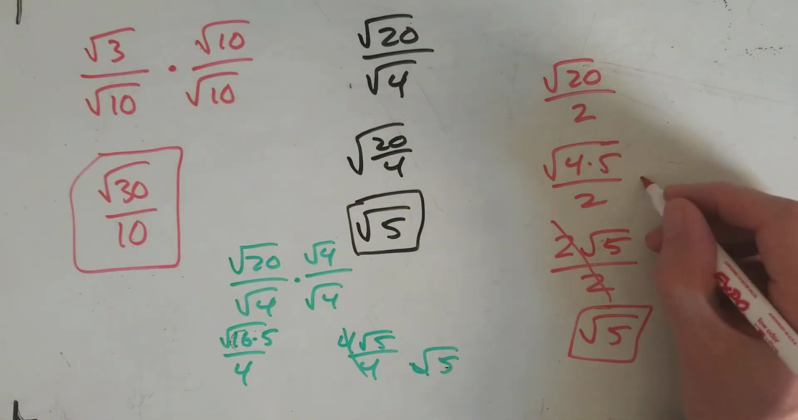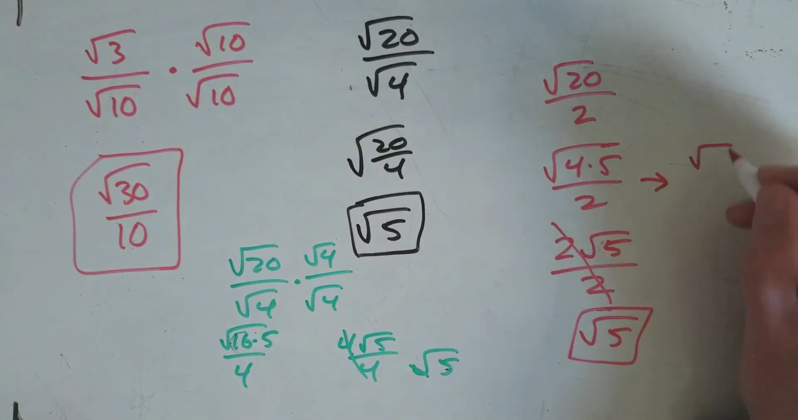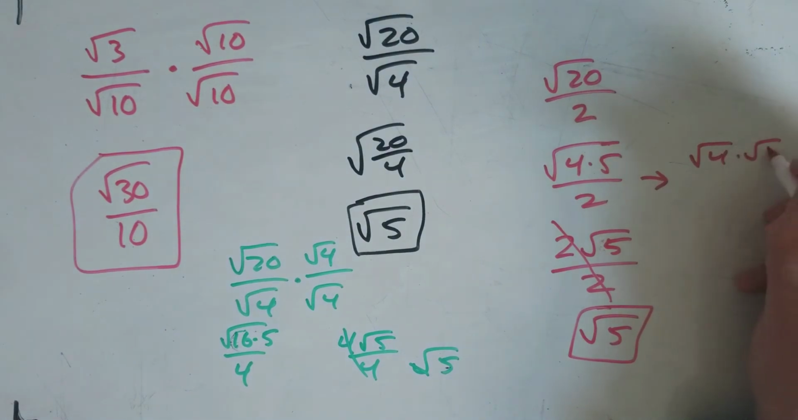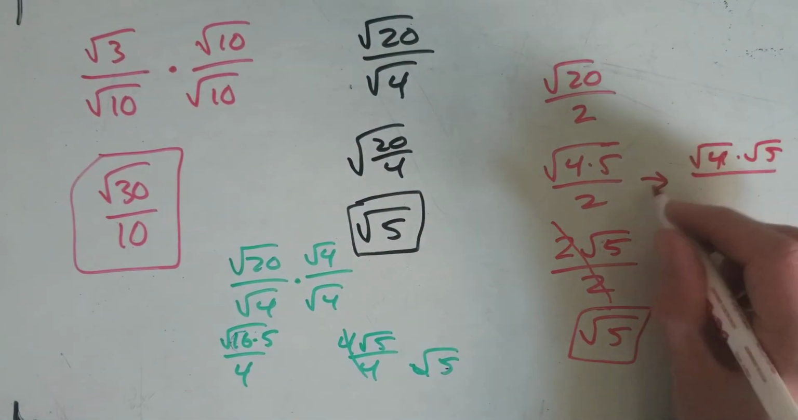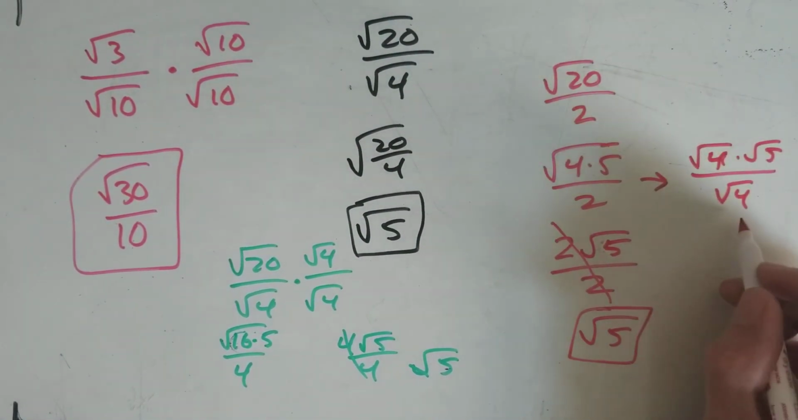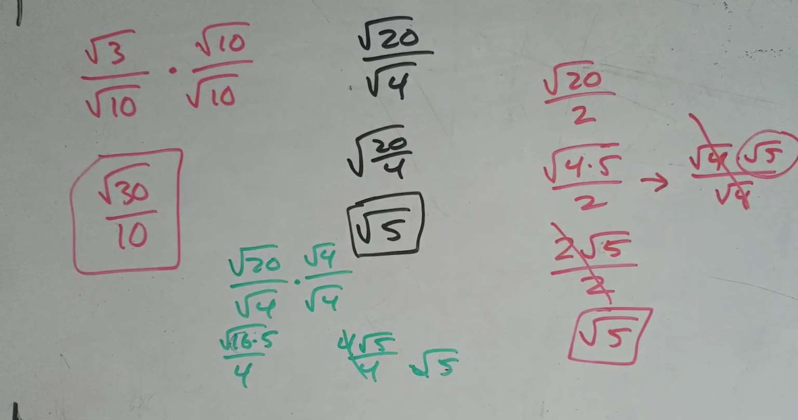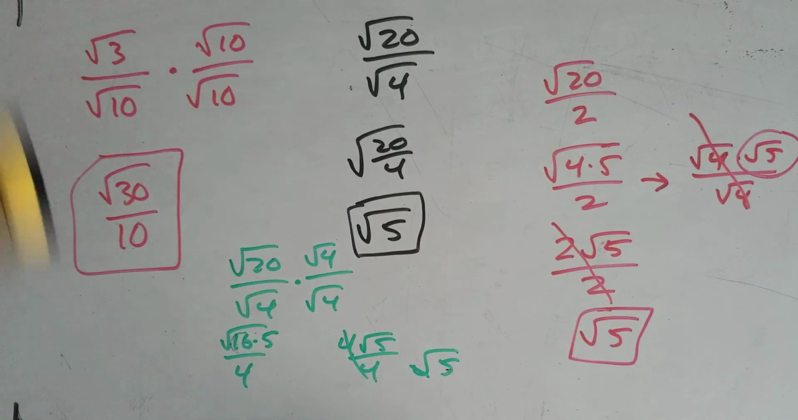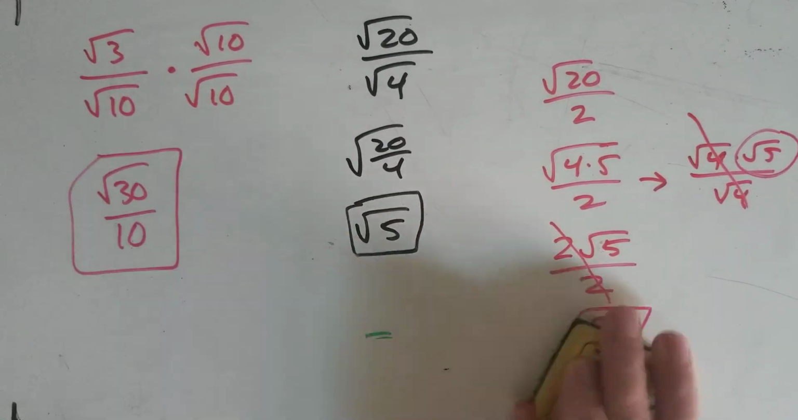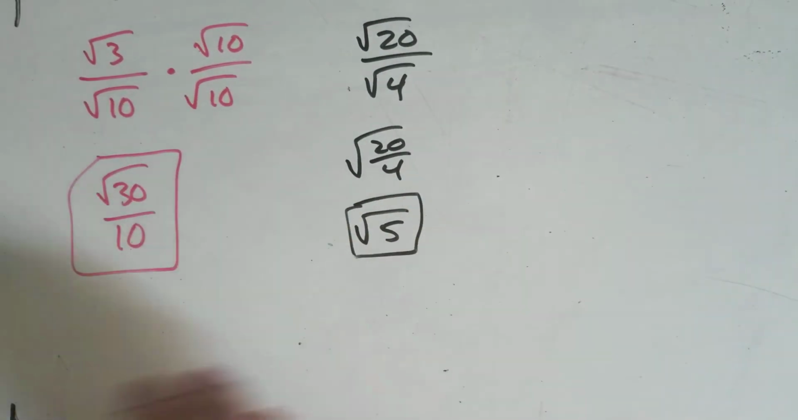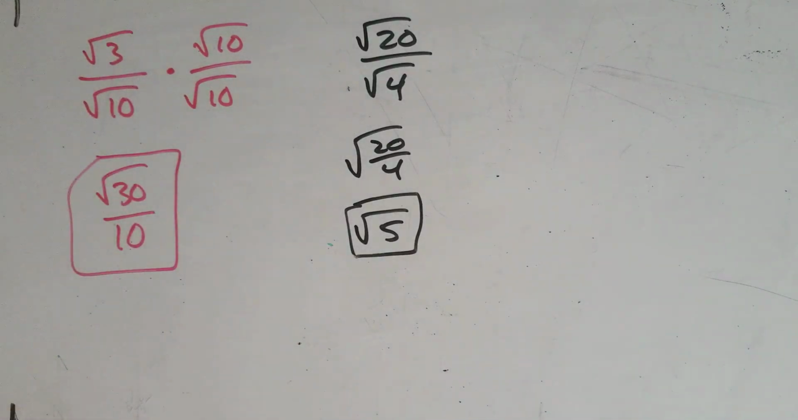You even could, at this point, maybe you left it like this. Instead of having the 2 on the bottom, maybe you left the square root of 4, and the square root of 4 would cancel out there as well, and you still get that root 5. A lot of different ways to get to the same answer. It's good to know different paths as well, because sometimes others are more useful.